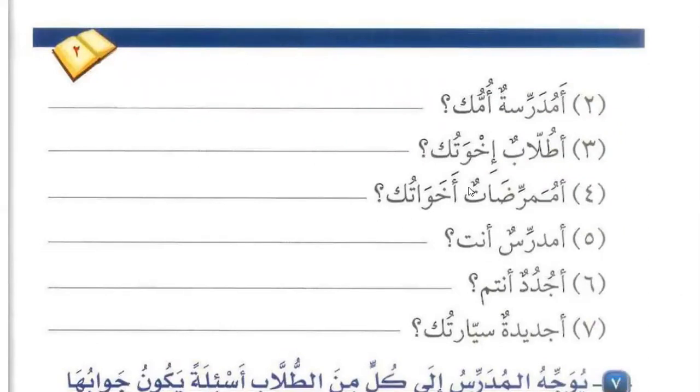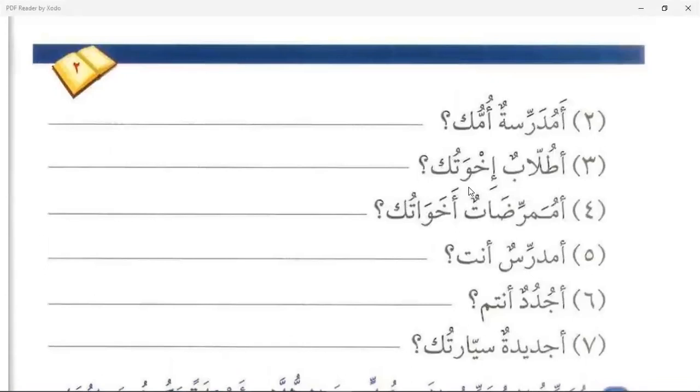Amudarisatu ummuki? La ummi laisat bi mudarrisatin. Okay. Atulabu ikhwatuki? La ikhwati. Lasna. Wrong. Laisu bi muhandis. Yes. Laisu bi. La ikhwati laisu bitulabin. Miss Rina.